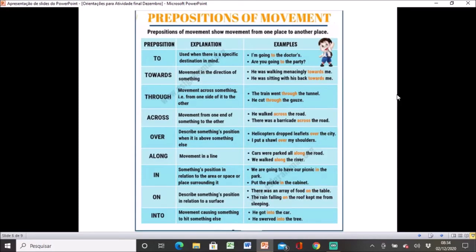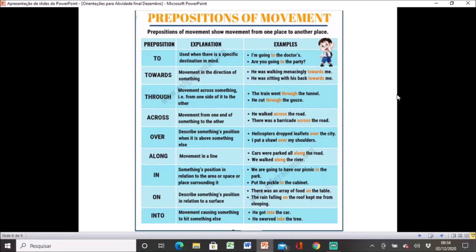We're talking about prepositions of movement. Prepositions of movement show movement from one place to another place. Preposition to. Explanation: use it when there is a specific destination in mind. Examples: I'm going to the doctor's. Are you going to the party?